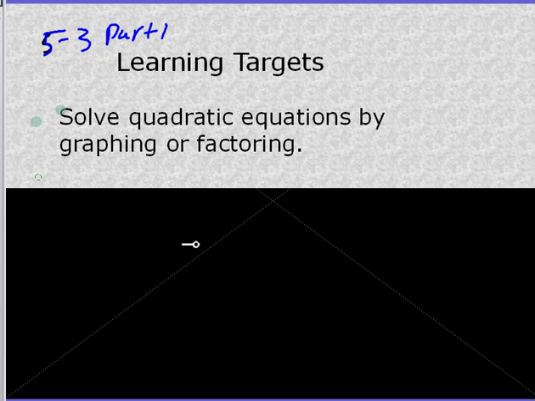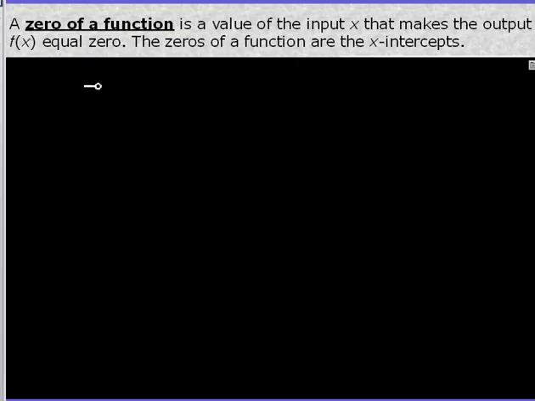All right, we're covering 5.3 Part 1 today, and that's going to be solving quadratic equations by graphing or factoring. Some terminology. The zeros of a function is a value of x that makes the output f of x equal 0. So it's what values of x will make y, what we have called y in the past, 0. The zeros of the function are the x-intercepts, and that's kind of by definition. When y is equal to 0 is your x-intercept, and that's essentially what the zero of a function is as well.